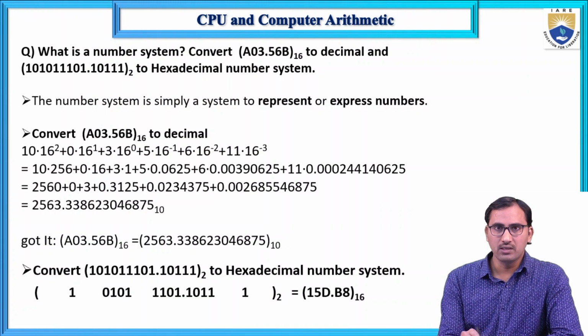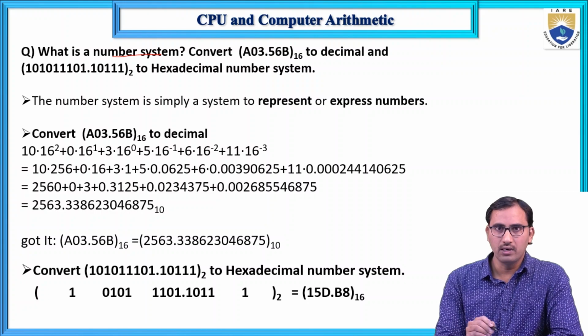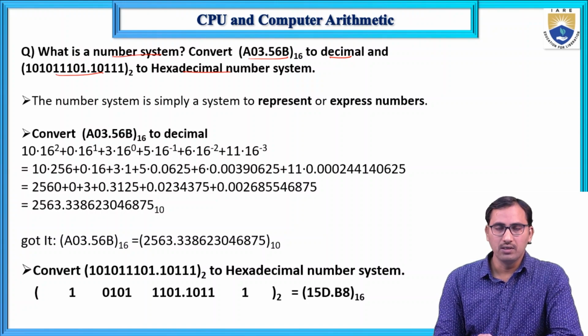The next question: what is a number system? Convert A03.56B to decimal, and 10101101.10111, which is in binary, to the hexadecimal number system. Here the question asks for the definition of a number system, then to convert the given hexadecimal number to decimal, and the given binary number to hexadecimal.